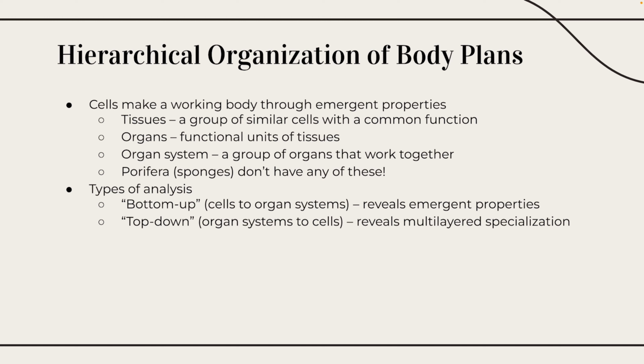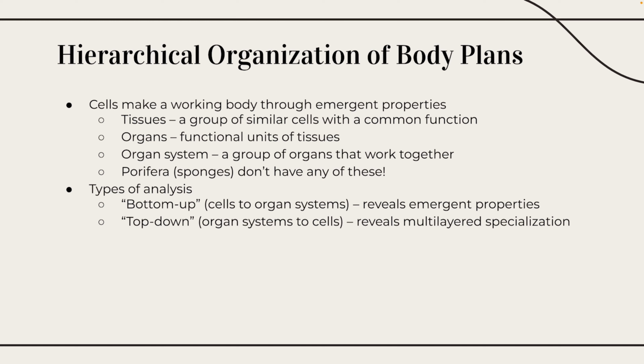The big concept is that cells make a working body through emergent properties. As a singular cell, they do something, but as a group of cells, they do a bigger function. Tissues are a group of similar cells with a common function. Organs are functional units of tissues. An organ system is a group of organs that work together. Something to note is that the simplest animals, like porifera or sponges, don't have any of these. They just have cells that are all very similar to each other that kind of do their own thing.